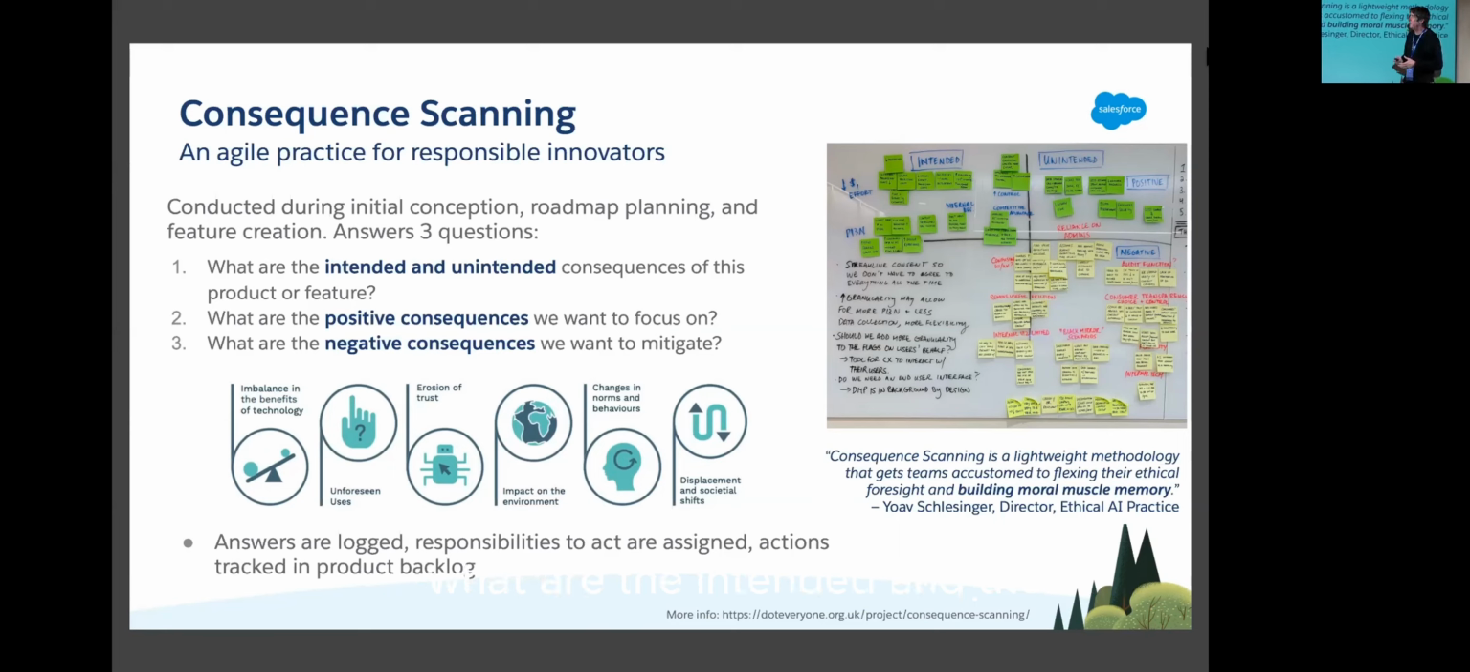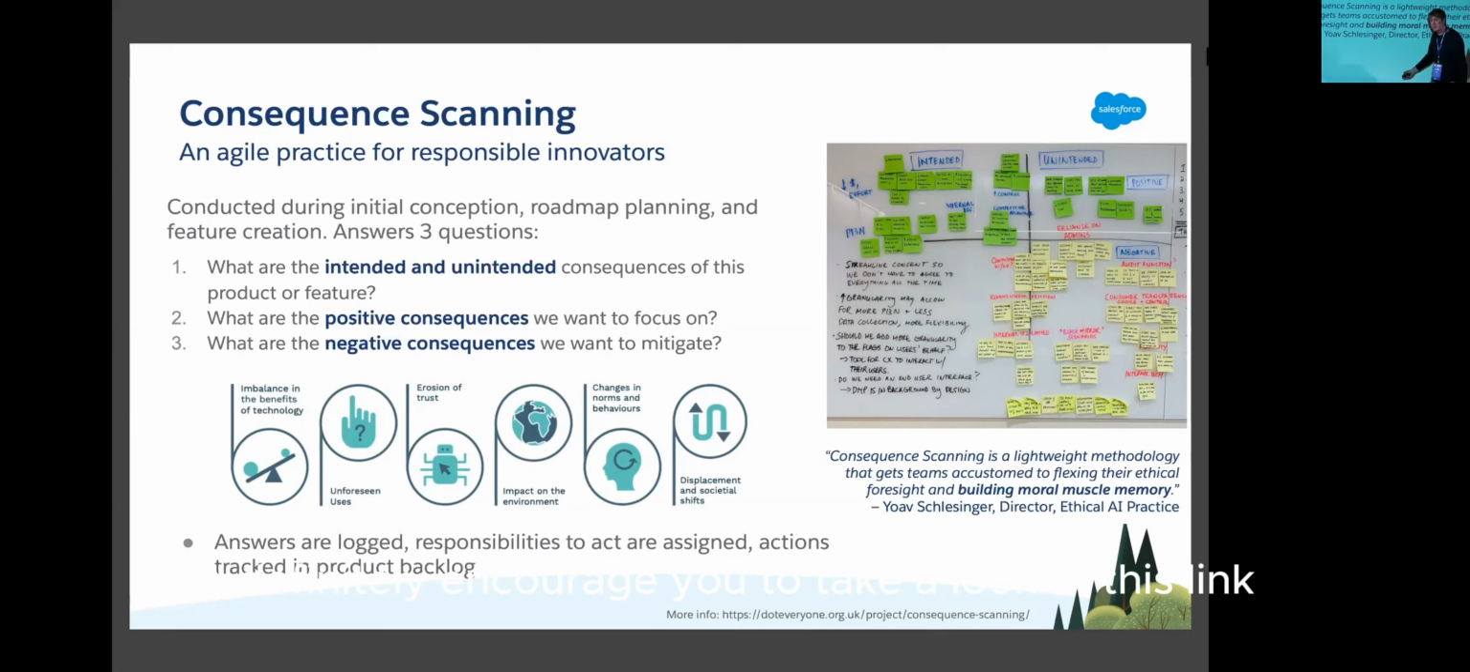What are the intended and the unintended consequences? What are the positive ones you want to focus on? And what are the negative ones you want to mitigate? Then you get this nice quadrant where you can do your brainstorming and really see what kind of things you have to look out for, and if the positive ones are actually the ones you are planning for with this kind of application.